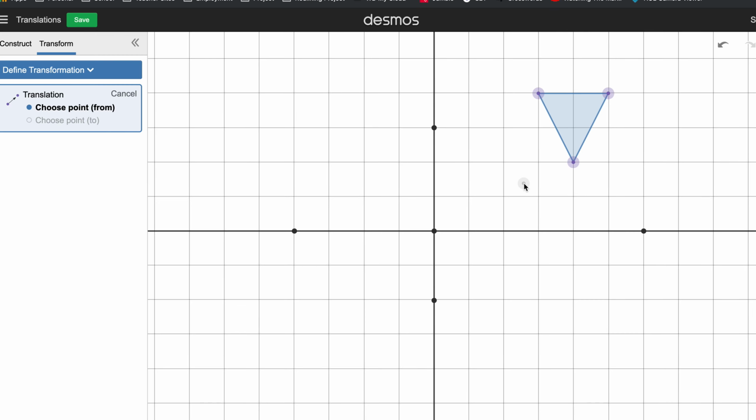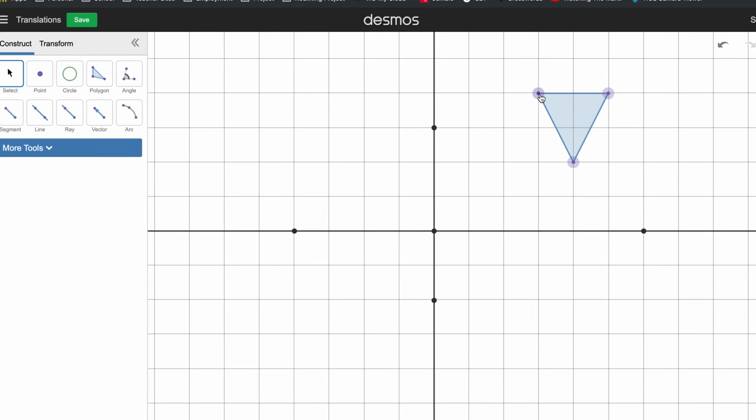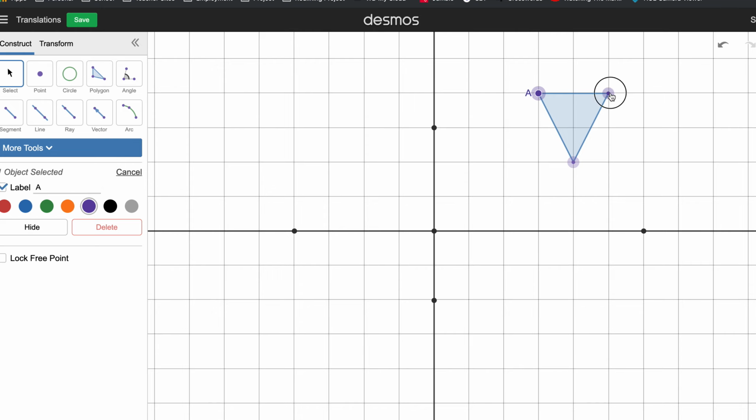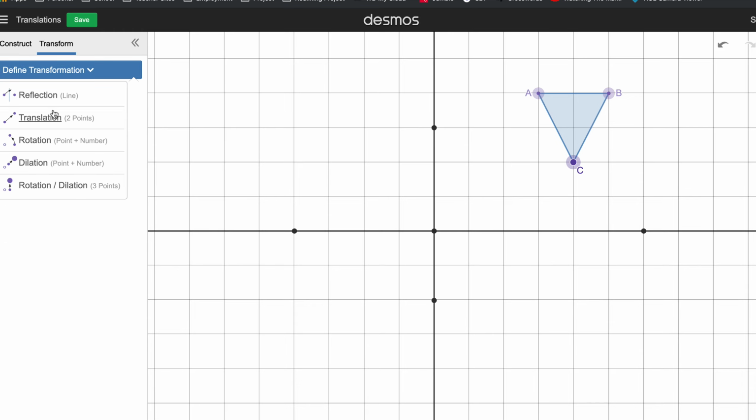Okay. So let's say we had this triangle, right? And let's actually give this triangle some labels that might help. So let's go ahead and label this. It's going to be triangle ABC, I'm suspecting. A, B, and C.